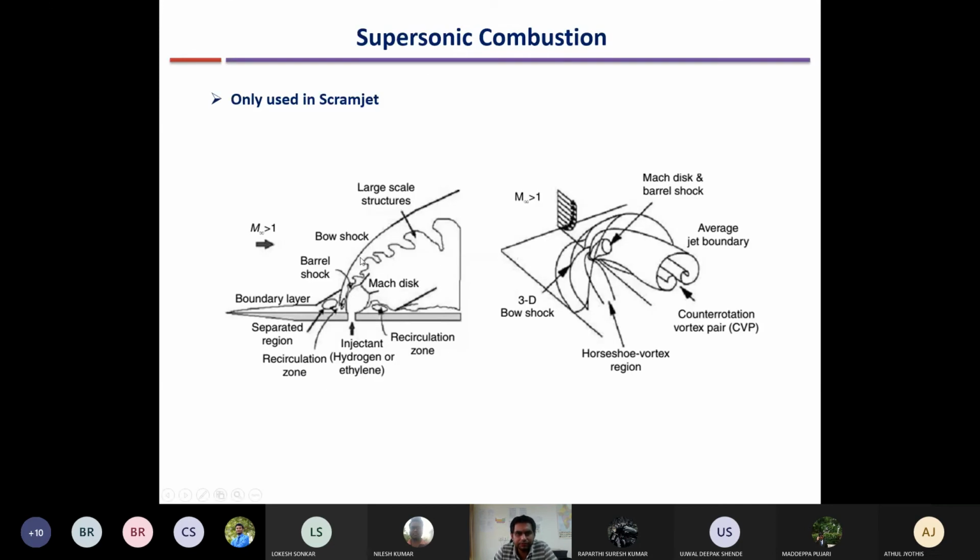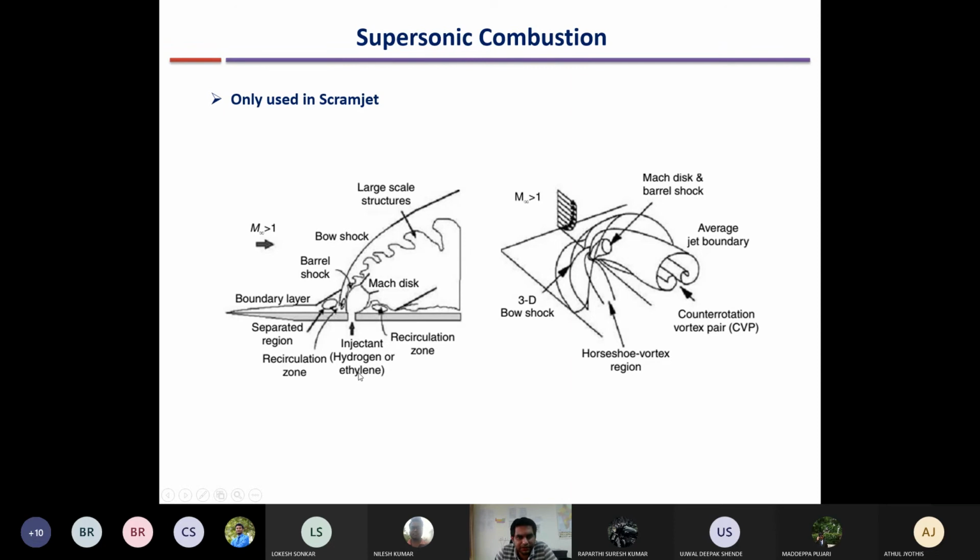So the problem in scramjet engines is that the velocity of the incoming air is very large. As you can see, it is very large, so it will blow out the flame. So you need some clever design to sustain the flame, although the velocity is quite large. So how is this done? This is done through the formation of recirculation regions and shocks.